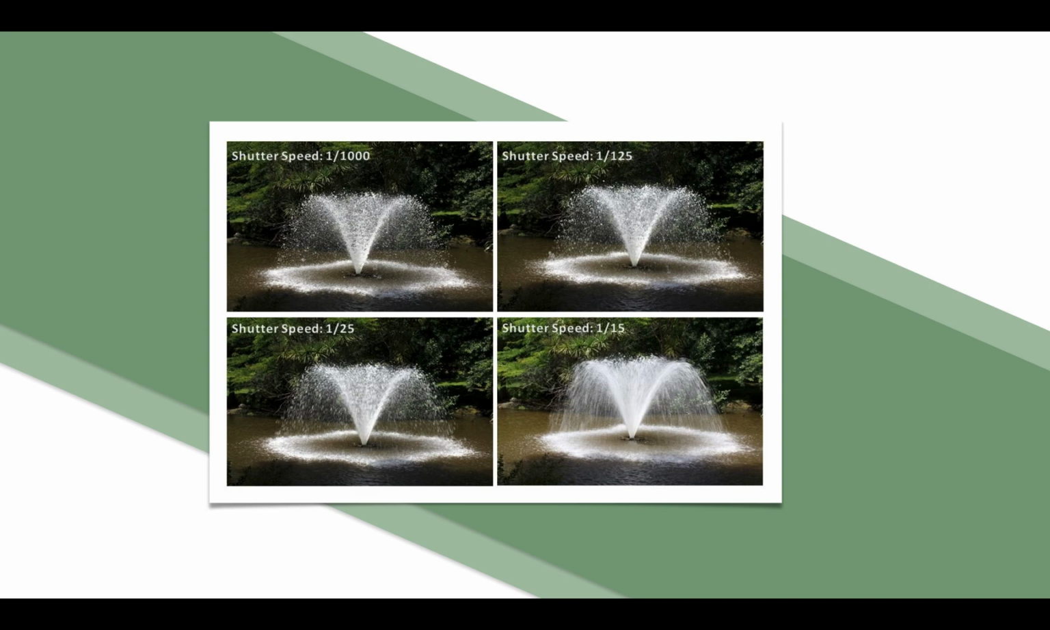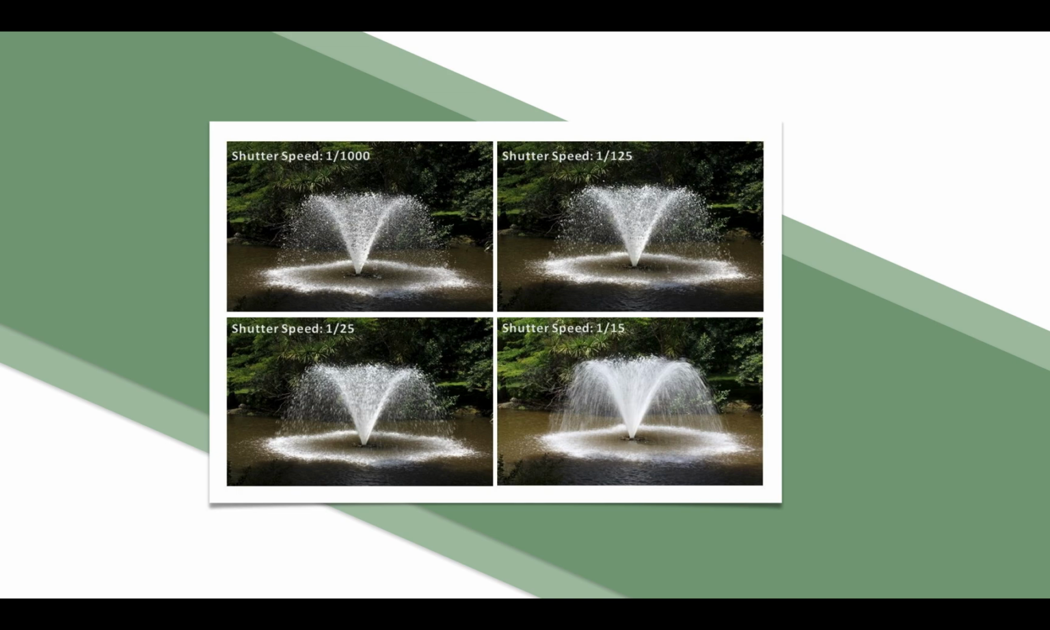If you have a fast shutter speed, which is represented in the upper left-hand corner here, you have a crisp, definite image, and you can see every little water droplet. That's 1/1,000. As you slow down and go over to 1/125, 1/25, and then 1/15, look at the difference in the one on the lower right, which is 1/15. You can actually see the streak of the water droplet.